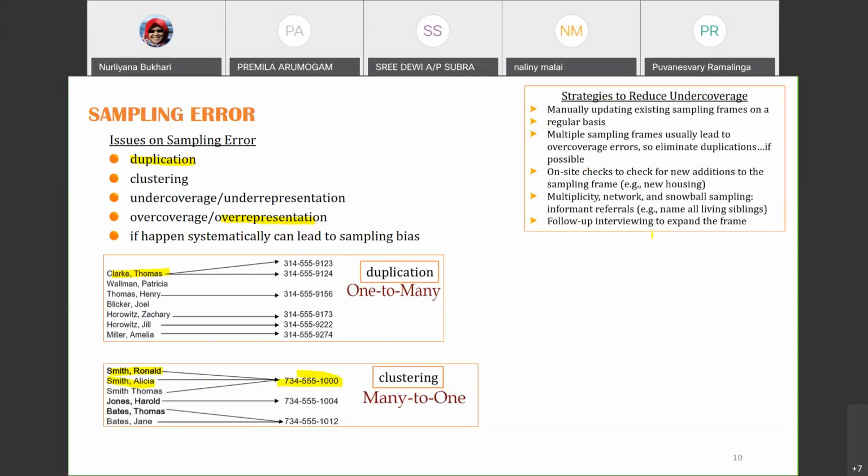And these are the strategies for how you can reduce under coverage. You have to make sure that the sampling frame is being updated, and then you have to go check. That's why the perangkaan statistics are always being updated every year. So that's good to go, but it happens. And follow up, or sometimes you just check. You have to check your data.